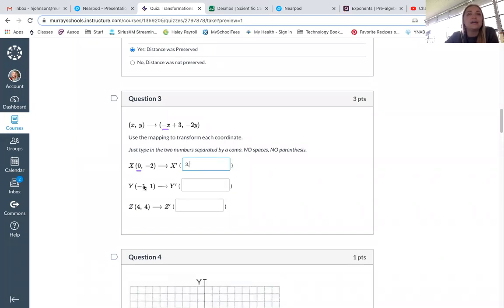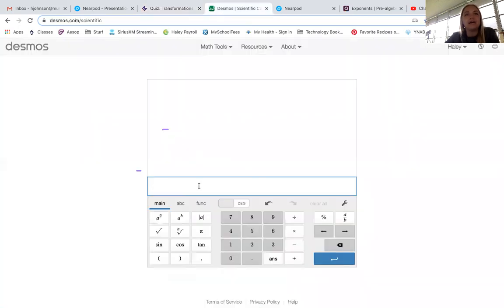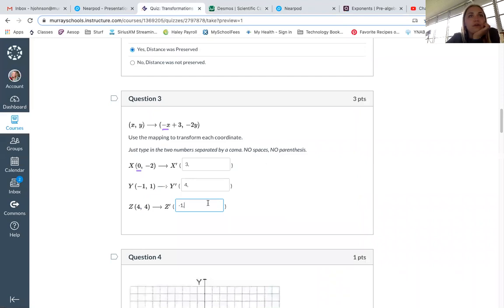Okay, on this next one, I'm doing negative x plus 3, or the opposite of x plus 3. So the opposite of negative 1 is positive 1, plus 3 is 4. Okay, opposite of 4 is negative 4, plus 3 is negative 1. And again, if you don't know how to do that math in your head, you could have typed in negative 4 plus 3 is negative 1. Okay, now the second part is telling us to do negative 2 times the y value.